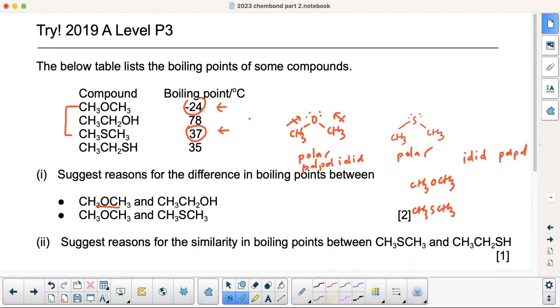I call this one 1, I call this one 2. Which one has a stronger ID? Good, because sulfur has more electrons than O, right? Okay, I put stronger. How about the next one?